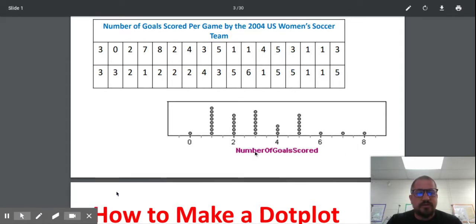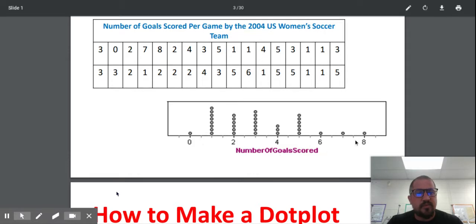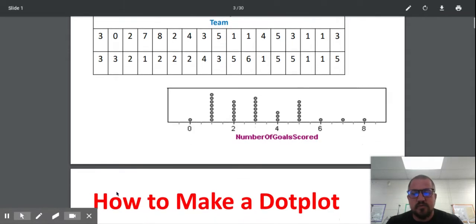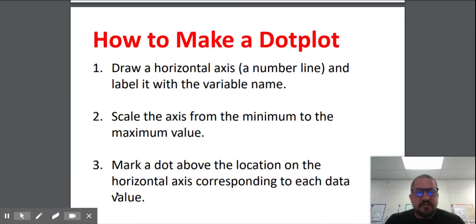So you want to make sure that you label what you're talking about at the bottom, that your dot plot covers. It starts with the lowest number and ends with the biggest number as well. So again, how to make a dot plot. These are just the tips for you.